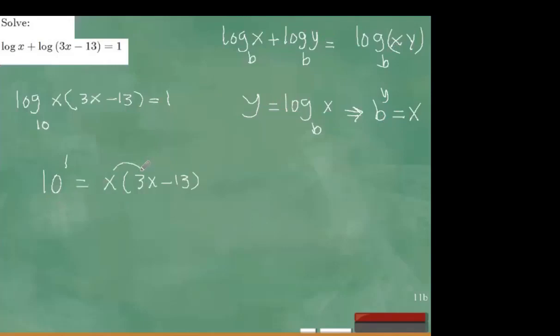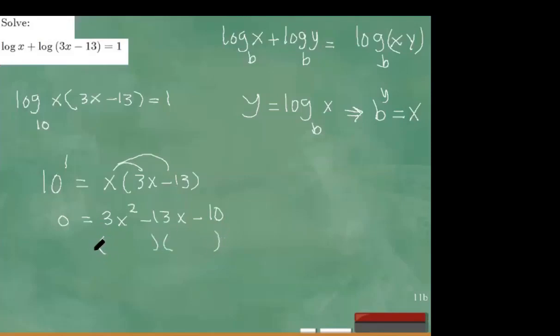This is just a linear equation. We can solve for x. We can distribute. I get 3x to the power of 2 minus 13x equal to 10. I'm going to subtract 10 from both sides of the equation, so let it equal to 0. And here you're going to see if we can factor it. If it's not factorable, you can use quadratic formula.